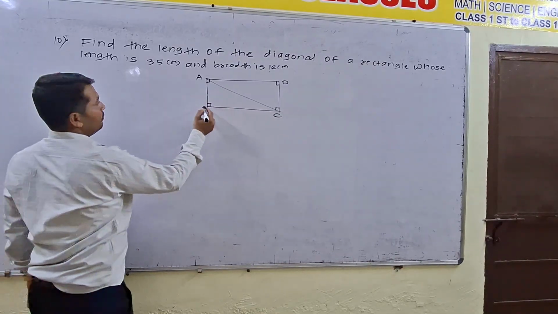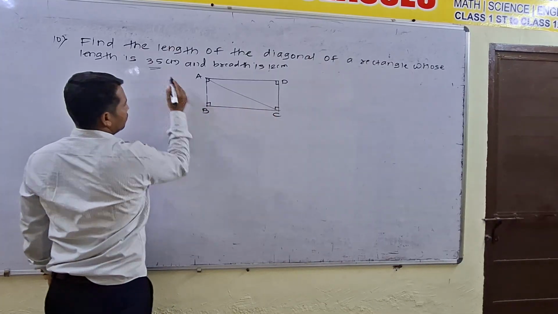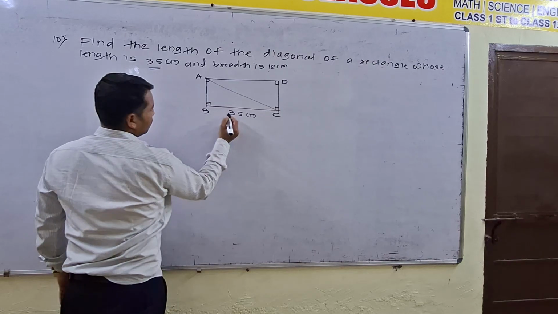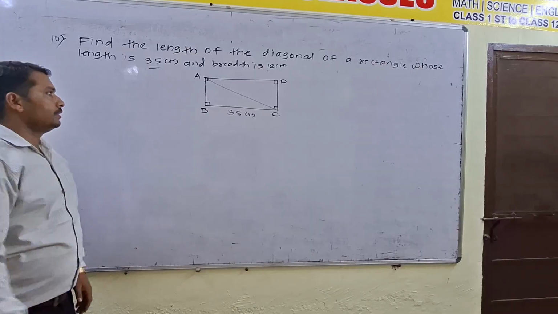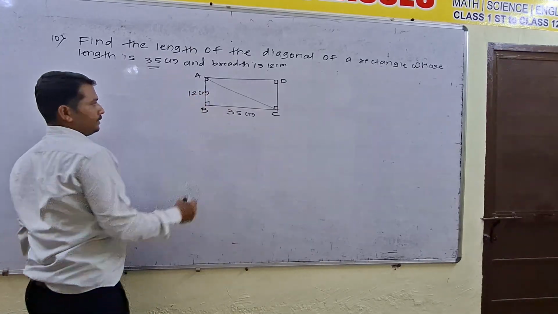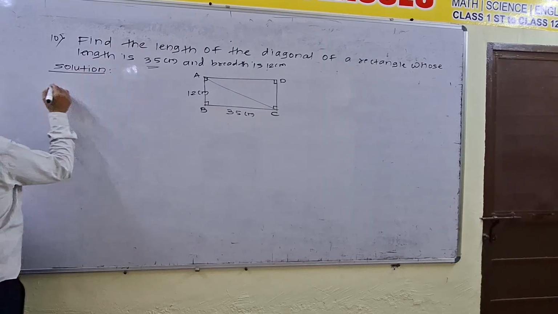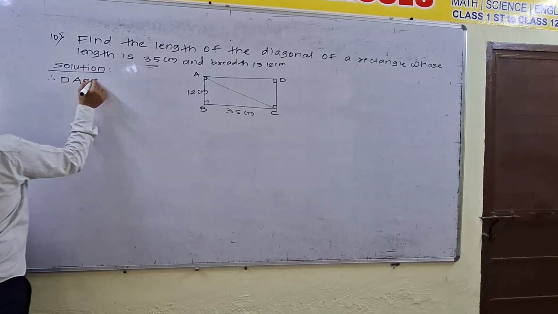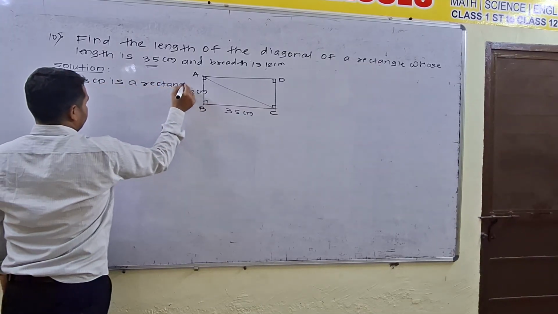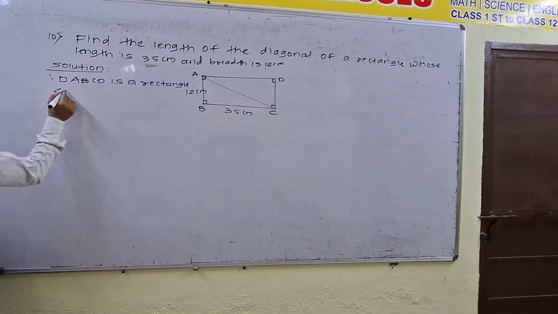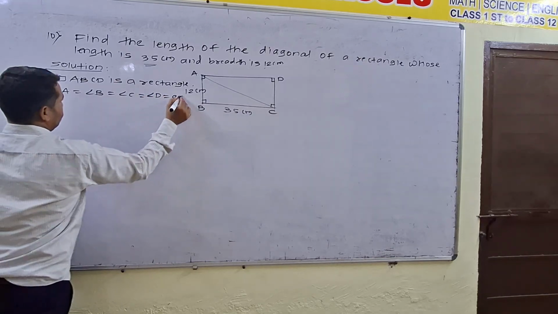So what is AB? AB means breadth. BC means length. So length is 35 centimeter, BC is 35 centimeter. And AB is 12 centimeter. Write down the solution. ABCD is a rectangle. We know that angle A is equal to angle B is equal to angle C is equal to angle D is equal to 90 degree.